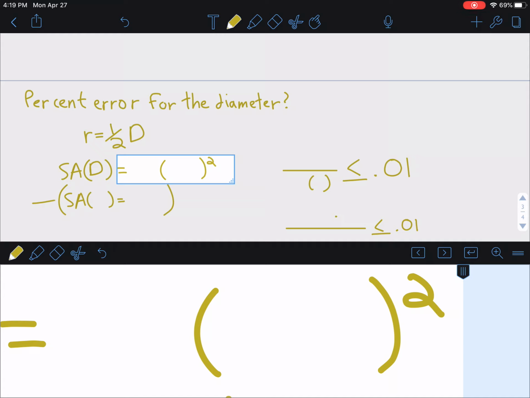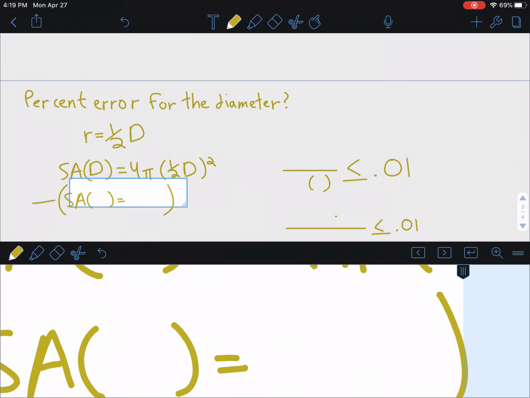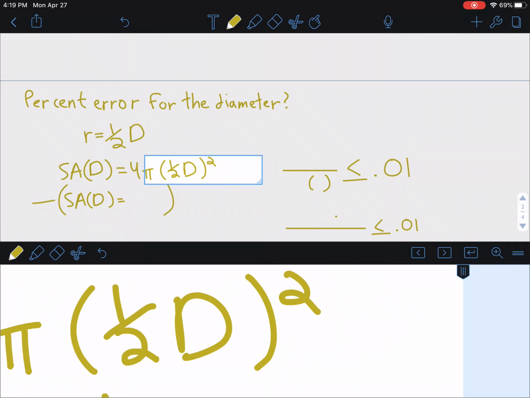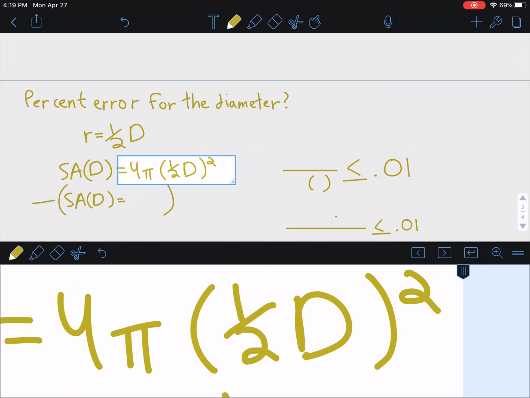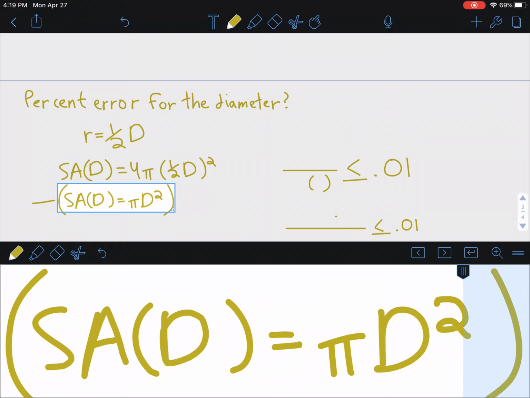But I'm going to go to 4 pi r squared now, and I'm going to go 4 pi, and I'm going to replace the r with a half diameter that's going to be squared. So the surface area as a function of its diameter: 1/2 squared is 1/4 times 4, that goes away, and so we get just pi times the diameter squared. So here's the sad formula. Surface area in terms of diameter.